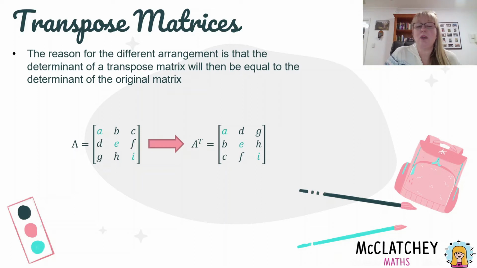Now the reason why we have these different arrangements with the transpose matrix, something to be aware of, is that the determinant of A is the same as the determinant of the transpose of A. So that's something very important to be aware of. So determinant of A is the same as determinant of A transposed.